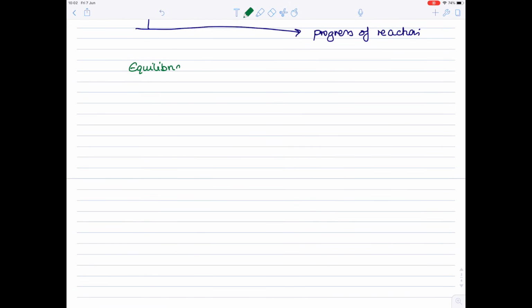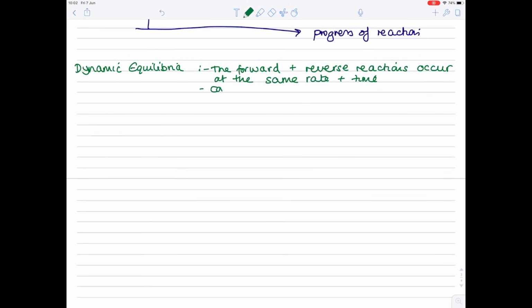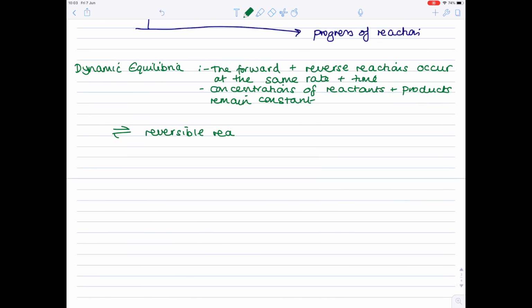Now we're going to touch on chemical equilibria. So we often call this dynamic equilibria, and remember that the characteristics of a dynamic equilibrium is that the forward and reverse reactions occur at the same rate and the same time, and that the concentrations of reactants and products remain constant. This is an important arrow, which means that it is a reversible reaction. And I'm now going to talk you through some examples as to how we can alter the position of the equilibrium to increase or decrease the yield.